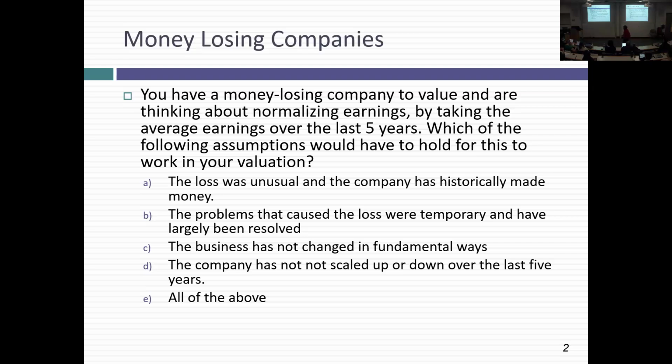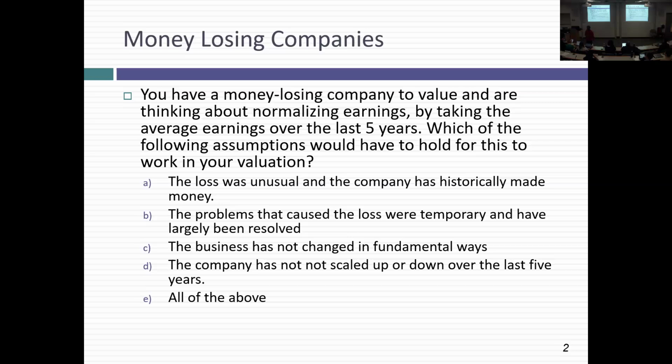Second, I'm also assuming that whatever problems caused the loss are temporary, they've gone away now, right? There was a strike last year, or something happened to one of my customers and they couldn't buy it, but that problem's now gone away. Second, I'm assuming that as well. Third, I'm also assuming the business has not changed in fundamental ways. There's been no disruption or something that's changed the profitability of the business.